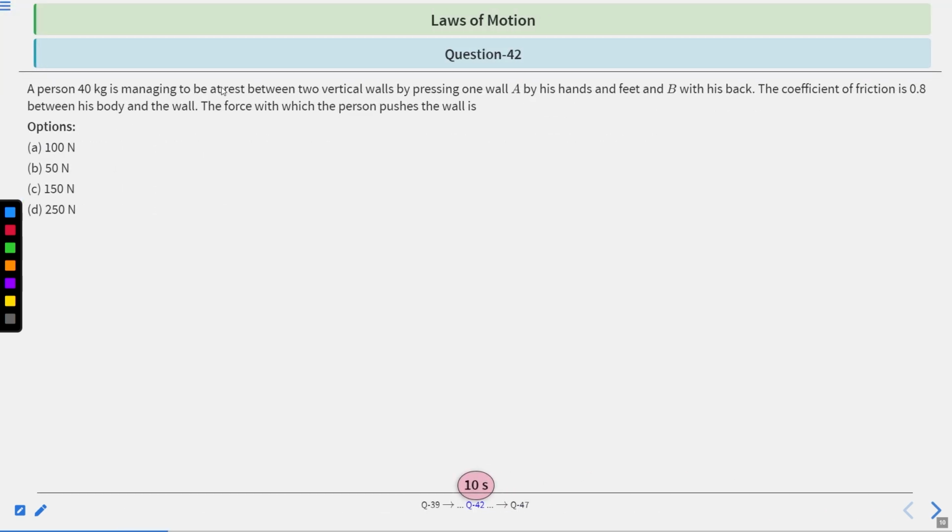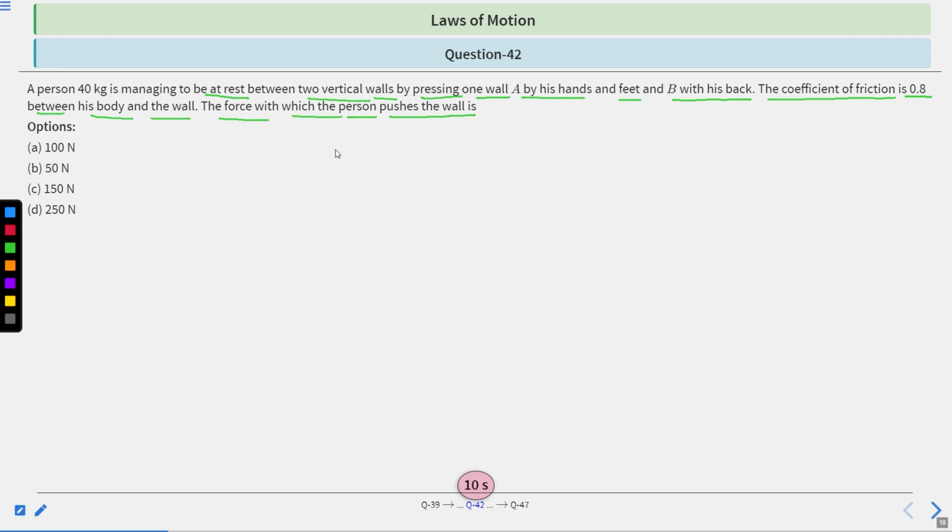Next question. A person of 40 kg is managing to be at rest between two vertical walls by pressing one wall A by his hands and feet and B with his back. The coefficient of friction is 0.8 between his body and the wall. The force with which the person pushes the wall is what? So here you have to find the force.